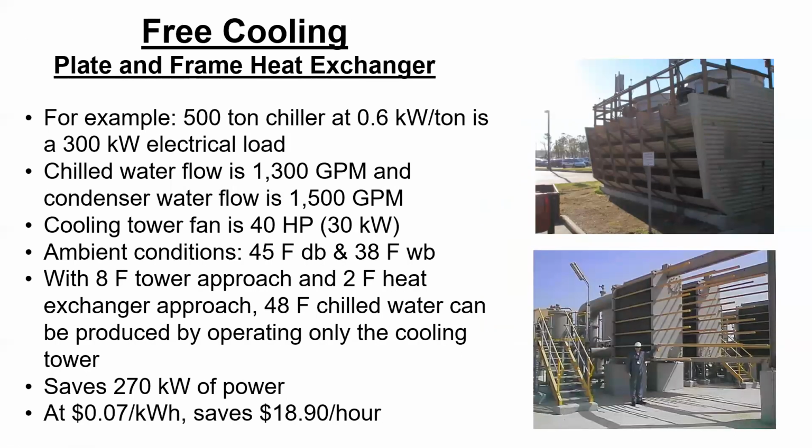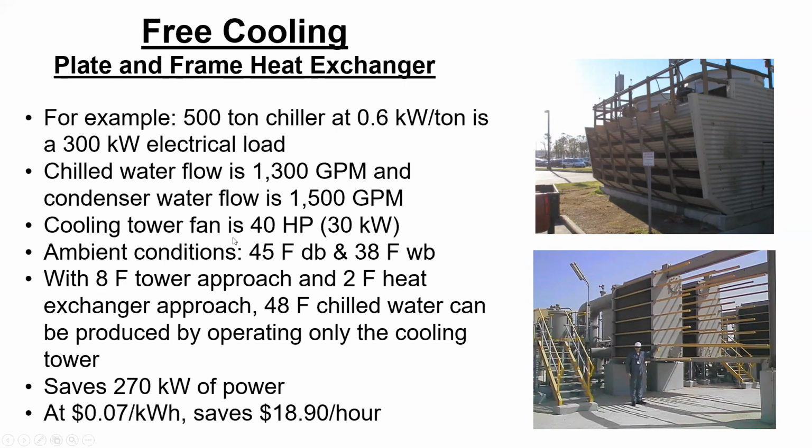One example of this case: let's assume we have a 500-ton chiller at a COP of 0.6 kW per ton, which if you multiply by 500, gives us a 300 kW electrical load on the chiller. Let's assume 1300 GPM for the chilled water flow, and on the condenser water side, we have 1500 GPM.